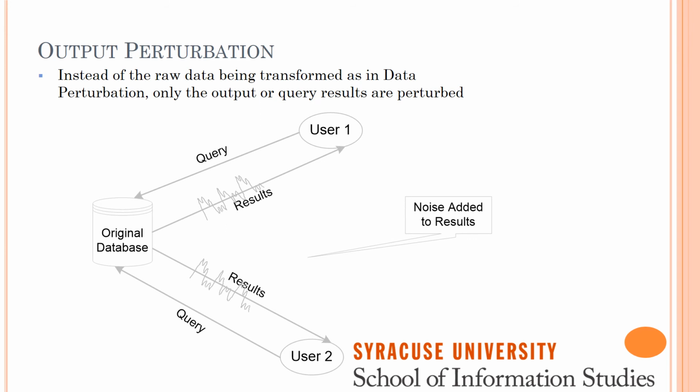Output perturbation is another form of data perturbation where there is no additional perturbed database, but instead the output results are perturbed by adding noise. Thus, this technique is cost effective when compared to data perturbation.